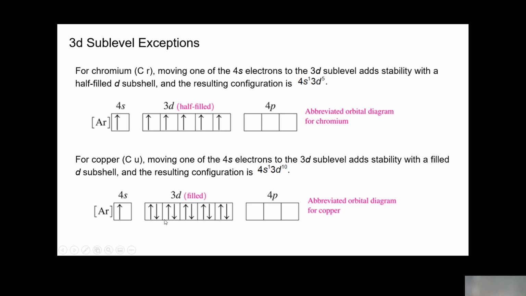Same thing happens with copper. Copper gets half filled, so not even half filled, more than filled. So here it would be 4s2. We would have 2 electrons here, and then one of these would only hold 1 electron.